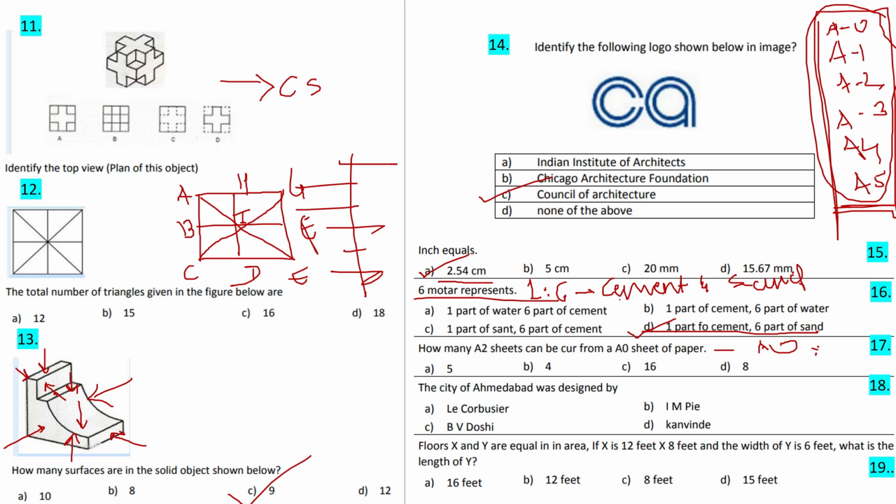Then, the city of Ahmedabad was designed by architect B.V. Doshi. We are going to be discussing architects and their works very soon, so please stay tuned for that. And this is a very simple mathematical question you have to solve. Do let me know the answer in the comment section below.